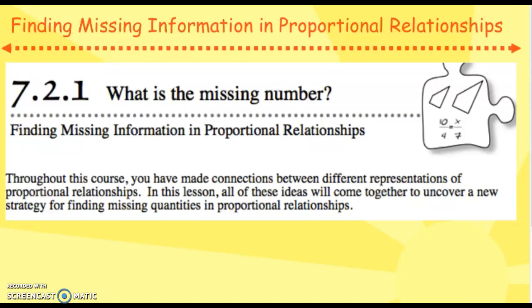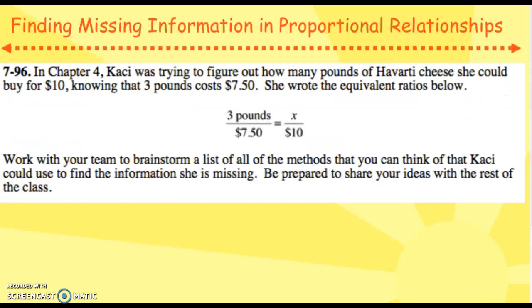What is the missing number? Finding missing information in proportional relationships. Throughout this course, you have made connections between different representations of proportional relationships. In this lesson, all of these ideas will come together to uncover a new strategy for finding missing quantities in proportional relationships. The first problem we'll do together is 7-96, so you can write that in your notebook.